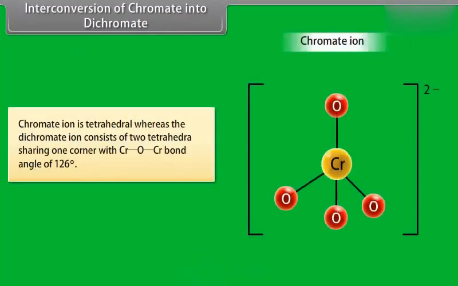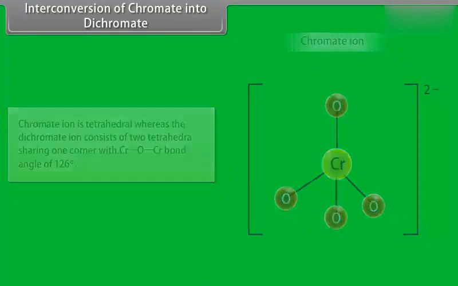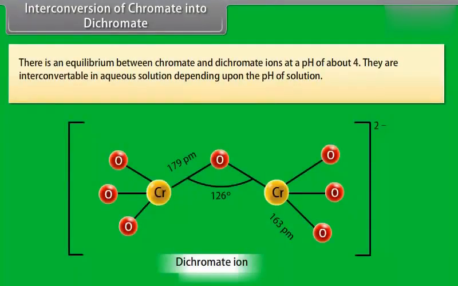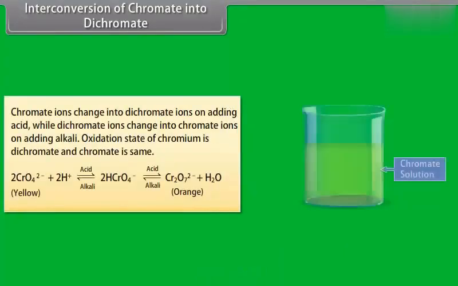Chromate ion is tetrahedral, whereas the dichromate ion consists of two tetrahedra sharing one corner with a chromium-oxygen-chromium bond angle of 126 degrees. There is an equilibrium between chromate and dichromate ions at a pH of about 4. They are interconvertible in aqueous solution depending upon the pH of the solution. Chromate ions change into dichromate ions on adding acid, while dichromate ions change into chromate ions on adding alkali. The oxidation state of chromium in dichromate and chromate is the same.